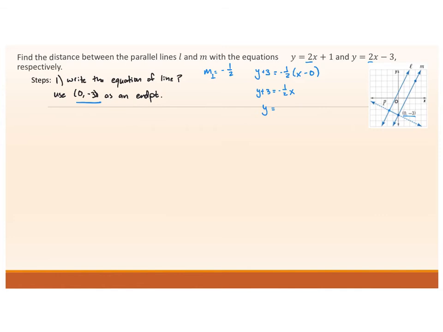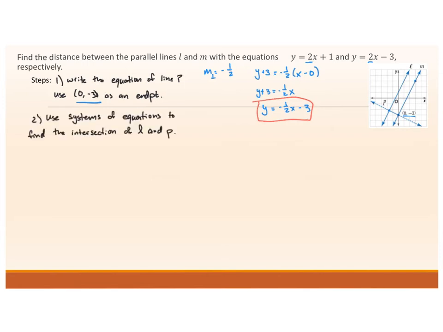And y is equal to -1/2 x minus 3. Again, this is going to be important later, so I'm going to box it so that I can find it easily. Now next, I need to find the intersection between L and P. So if you look back at our diagram, I need to find that point right there.